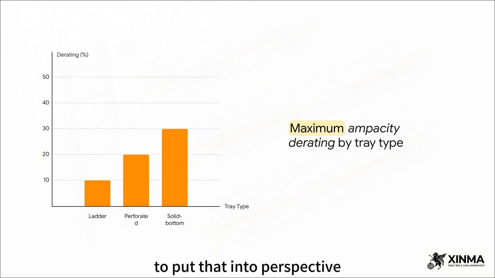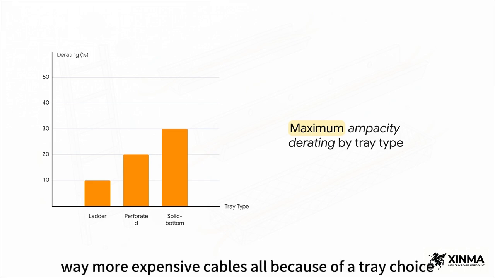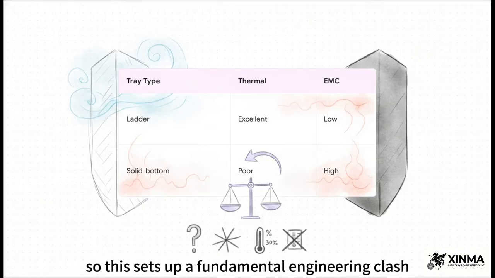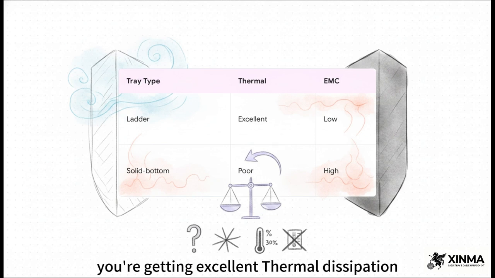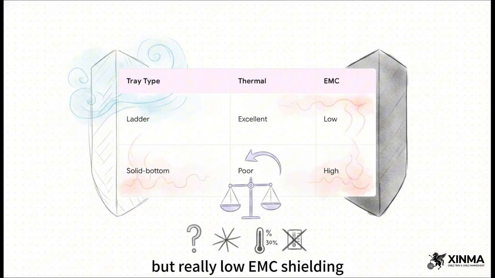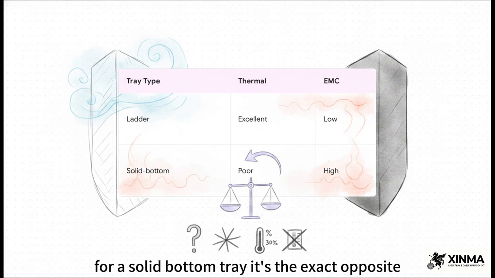To put that into perspective, you are trapping all that heat inside a solid metal box, basically choking your power supply and forcing the site to buy thicker, way more expensive cables, all because of a tray choice. So, this sets up a fundamental engineering clash: ladder versus solid bottom. With a ladder tray, you're getting excellent thermal dissipation, but really low EMC shielding. For a solid bottom tray, it's the exact opposite.